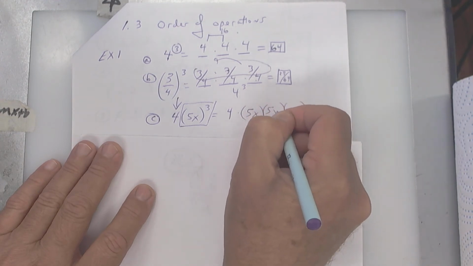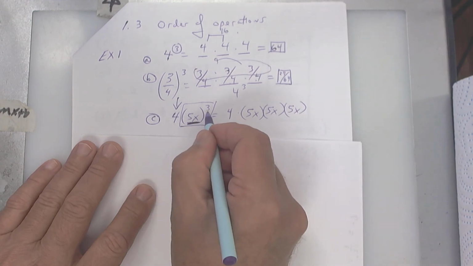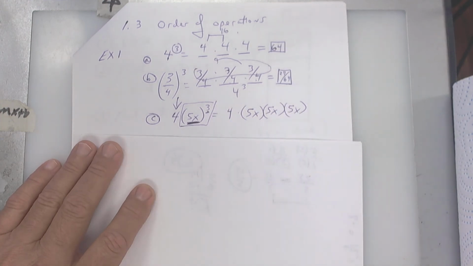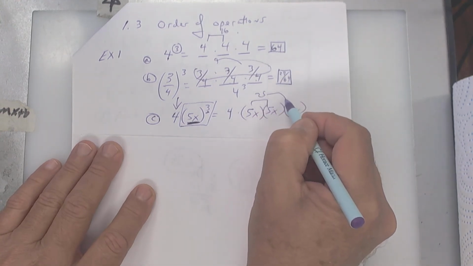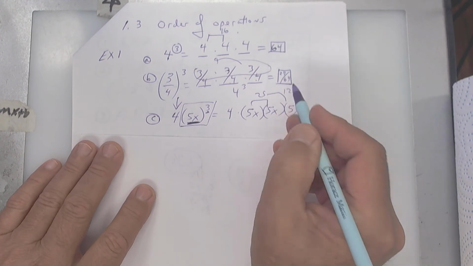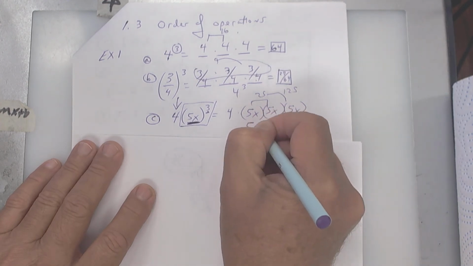5x, 5x, 5x. I'm going to say it again. Only what's inside the parentheses. All right, so now you're going to do 5 times 5 is 25, times 5 is 125, and then times 4. So it's going to be 125 times 4. So you're going to get 500.